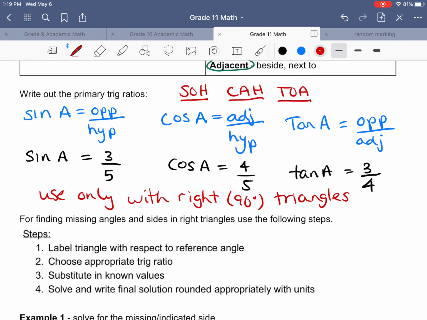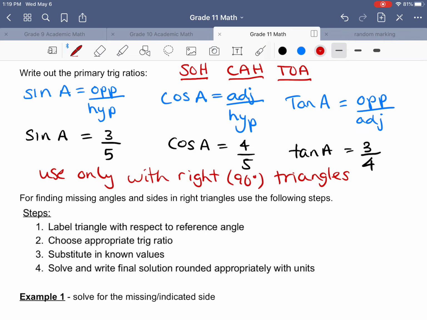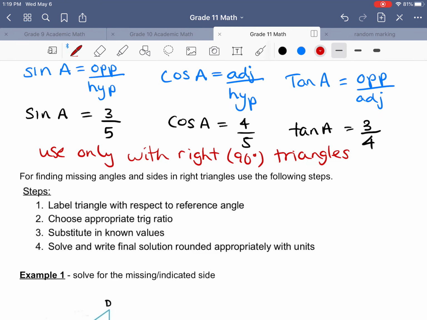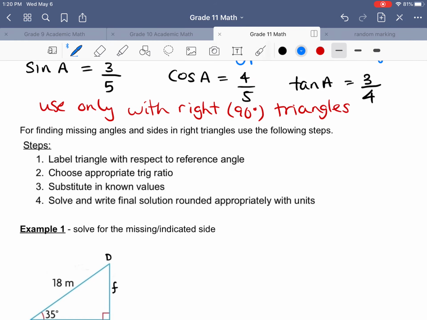So we have some steps to follow when we're actually trying to solve for a missing side or angle in a right triangle. And these steps we're going to go through for each example. So the first step is to label a triangle with respect to the reference angle. Second step is to choose the appropriate trig ratio that we're going to use. Step 3 is to substitute in known values. And step 4 is to solve and write a final solution rounded appropriately with units. Okay, and we'll talk about the rounding in a moment.